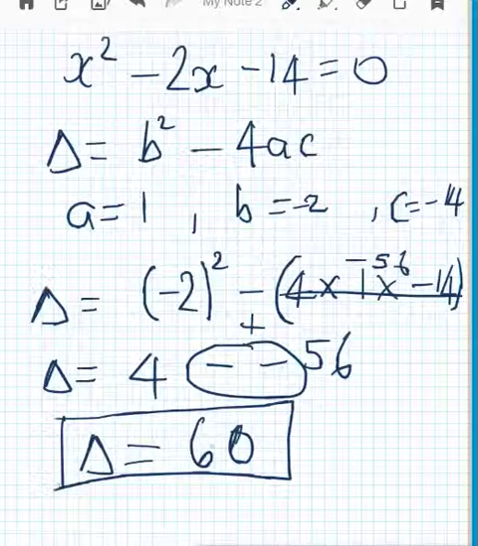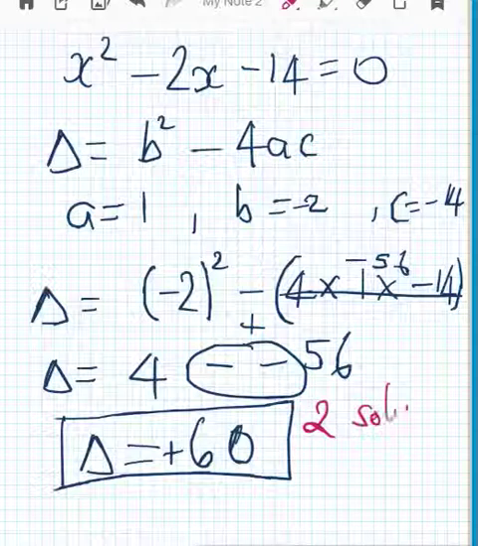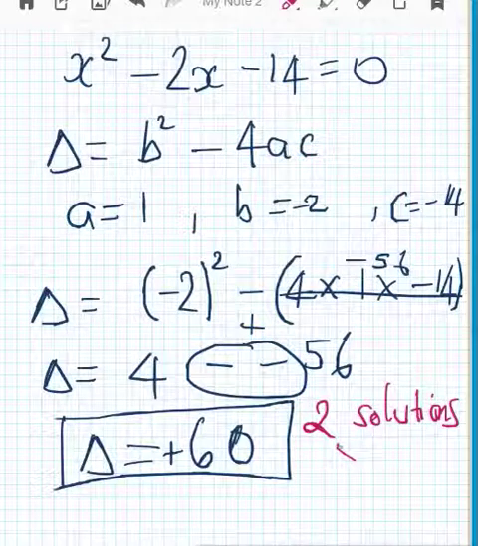Now let's analyze this. Is it a negative? No. If it was a negative, it's telling us there are no x-intercepts. If it's equal to 0, which it's not, but if it was, it's telling us there is one x-intercept, or two solutions that are the same number. But it's a positive, and because it's positive, it's telling us there are two different solutions. Okay, so two solutions. Not 0, not 1, but two solutions.